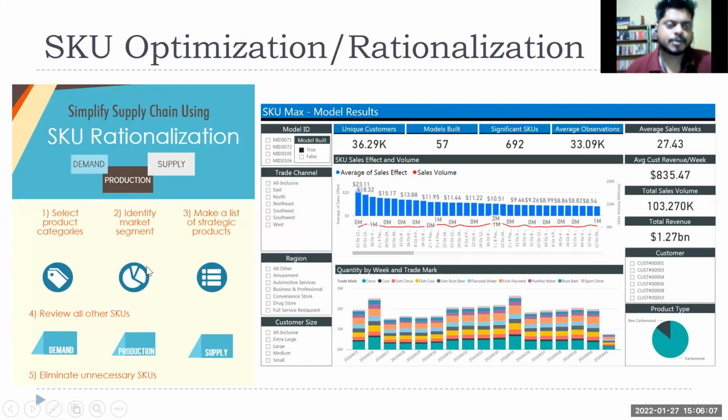Simplify the supply chain using SKU rationalization: select product categories, identify market segments. This part is most of the time already done, unless you are doing it for the first time. For different categories and different market segments, what kind of product categories there will be is already in the database. Make a list of strategic products. These things might change because the same products will not remain. Strategic means those which bring value to you, more profit, more customer satisfaction. And it will change.